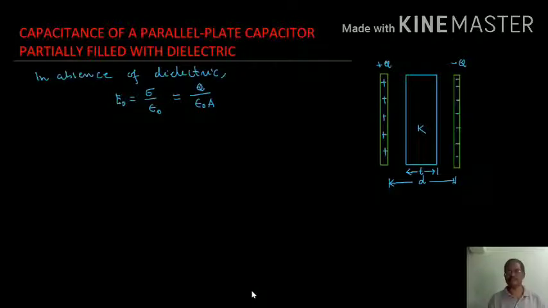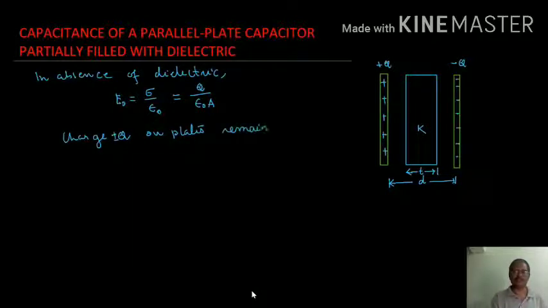Now the dielectric is introduced between the two plates of the capacitor, placed parallel to the face of the capacitor. Now the charge Q remains the same. So the plus and minus Q on the plates remains unchanged.